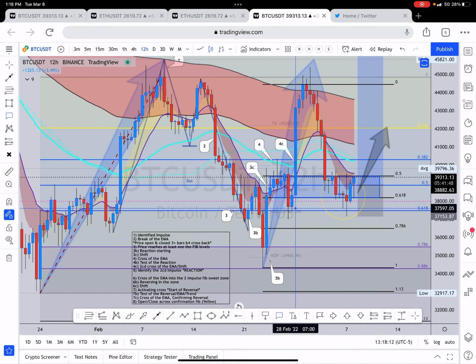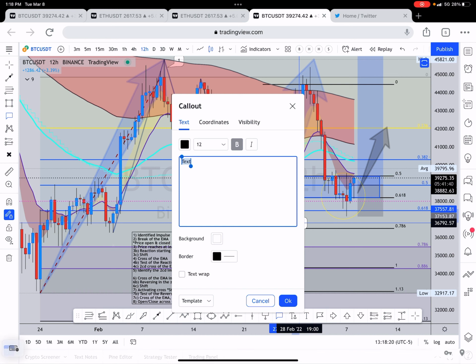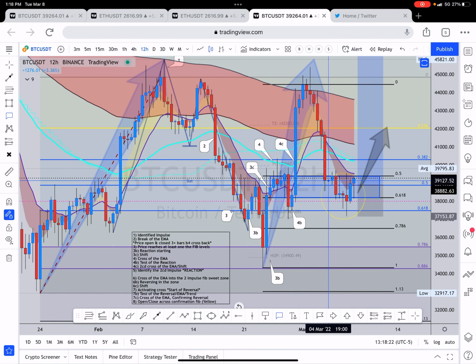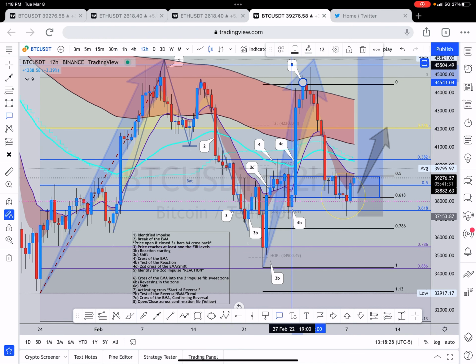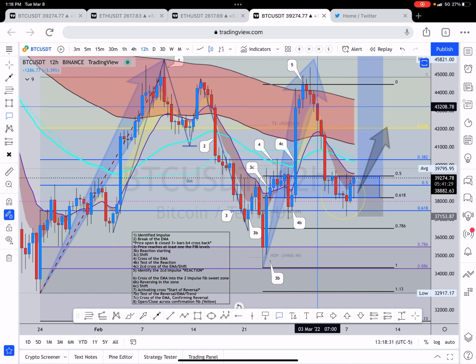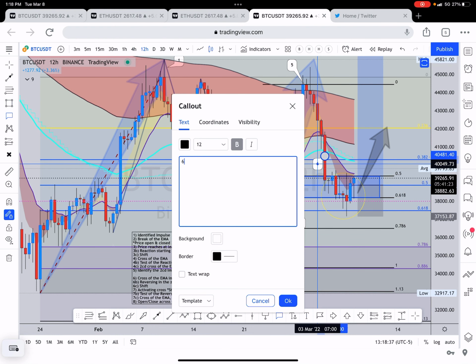When price came back and tested this low, tested that 618 one last time, that is going to be our 4B. Price rallied up. Step five. Price crossed back down the EMA here. Step six.